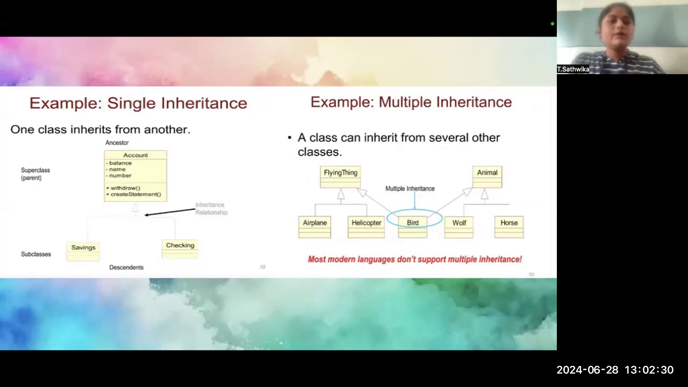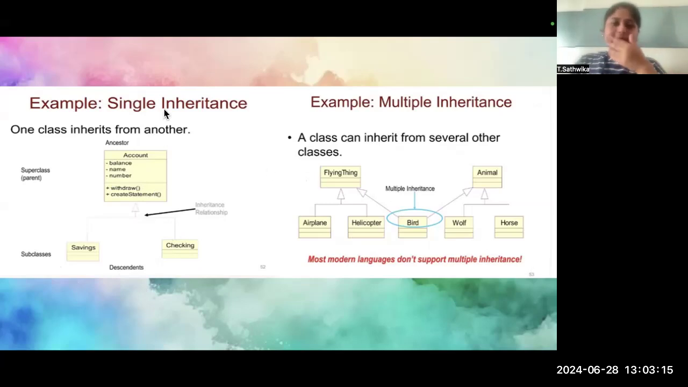They are like, say, a parent class, which has an account example. The account consists of balance, name, and number, and the withdraw and create statements. So by using this inheritance relationship, the same is transferred to the subclasses or the descendants, that is, the child classes. And these are the savings and the checking. This is the inheritance relationship. And the same account information is transferred to the subclasses, which add new functionalities, that is, savings and checking, from the child class.